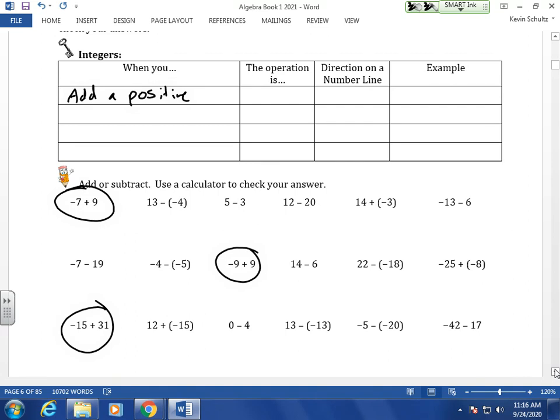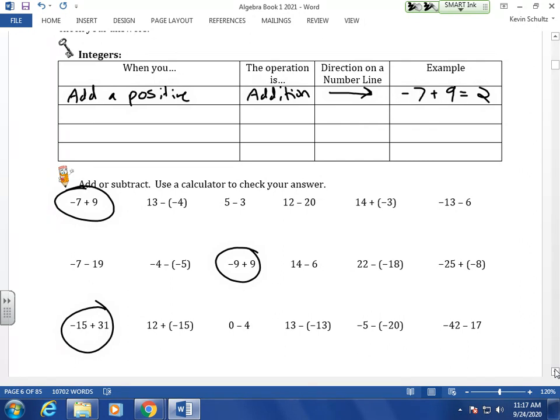Okay. So the operation when you add a positive is addition. The direction on the number line when we add, we go to the right. An example would be something like negative 7 plus 9, which the answer to that would be 2. Starting at negative 7, going to the right 9, and we end at positive 2. Okay?